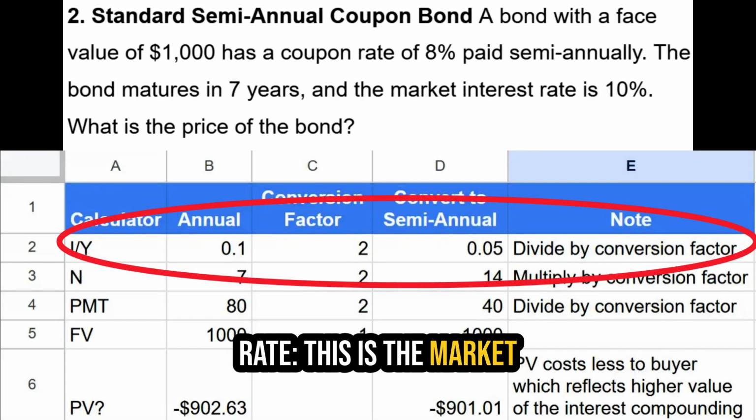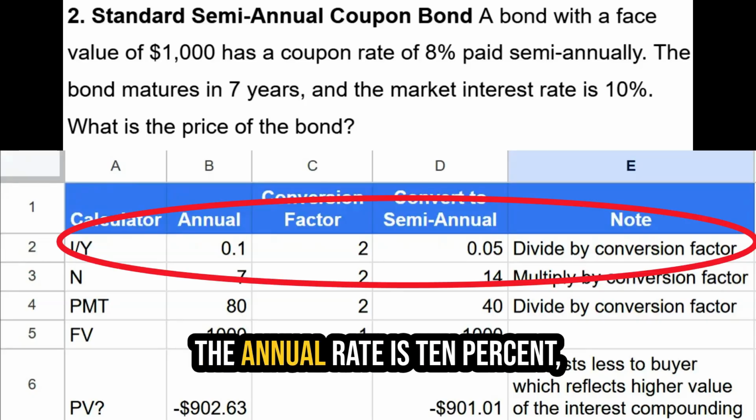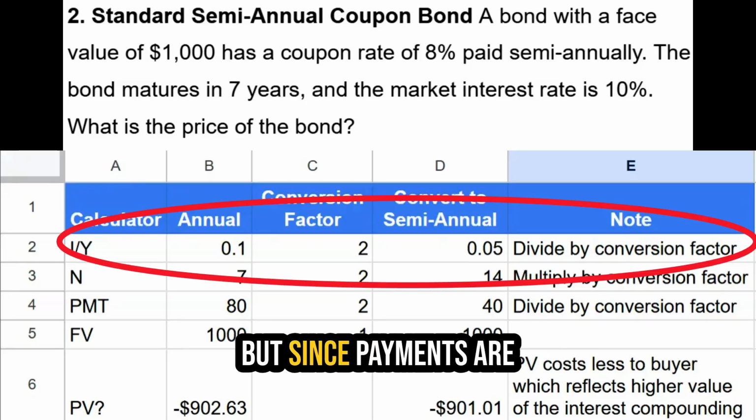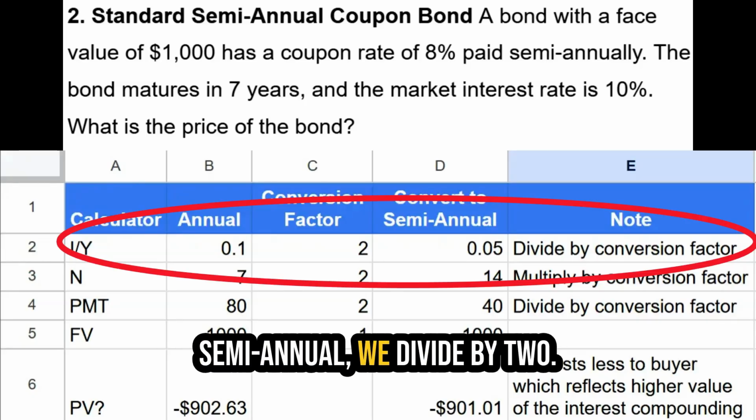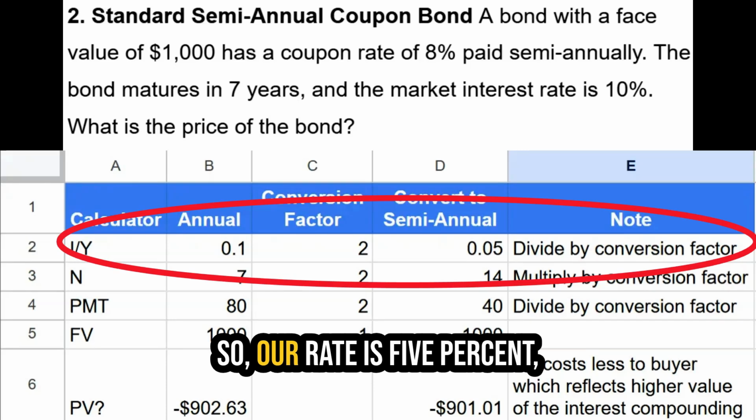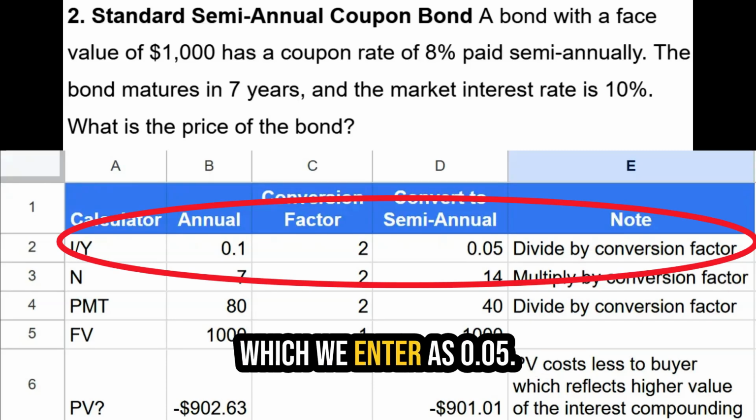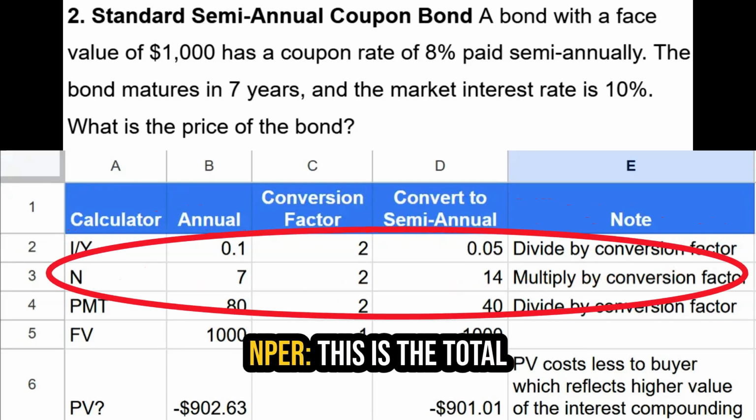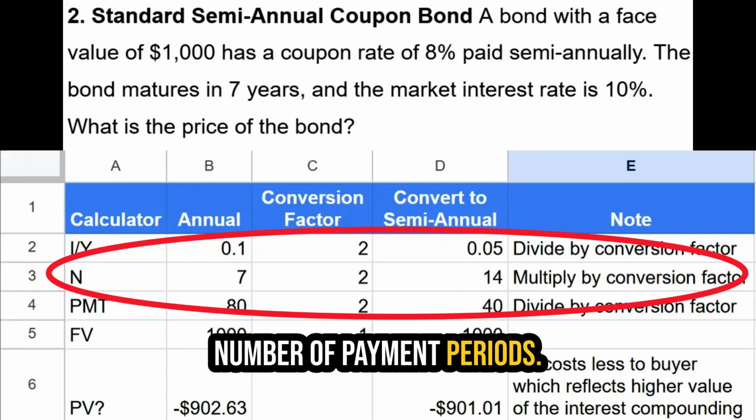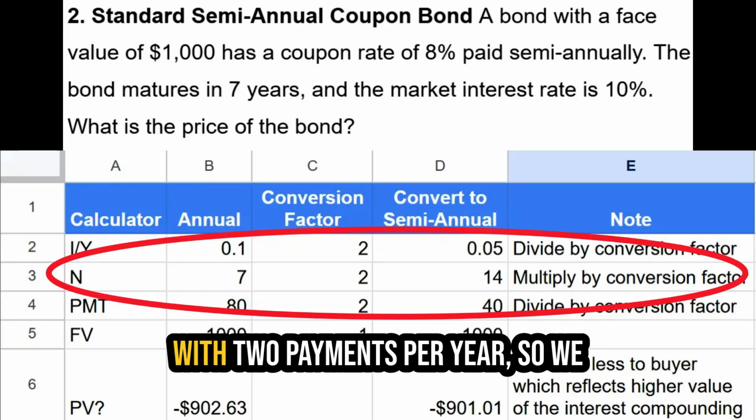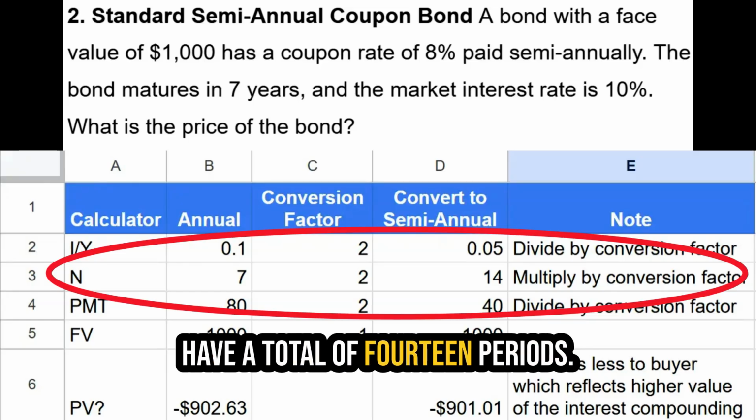Rate. This is the market interest rate per period. The annual rate is 10%. But since payments are semi-annual, we divide by 2. So our rate is 5%, which we enter as 0.05. NPER. This is the total number of payment periods. The bond matures in 7 years with 2 payments per year, so we have a total of 14 periods.